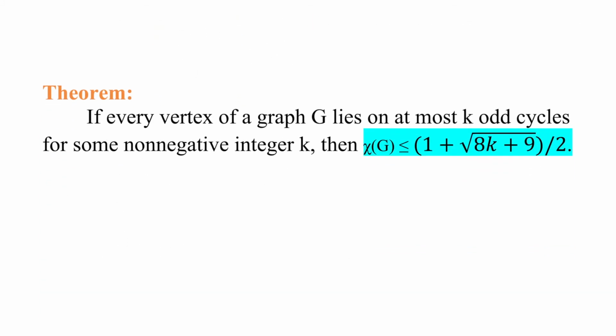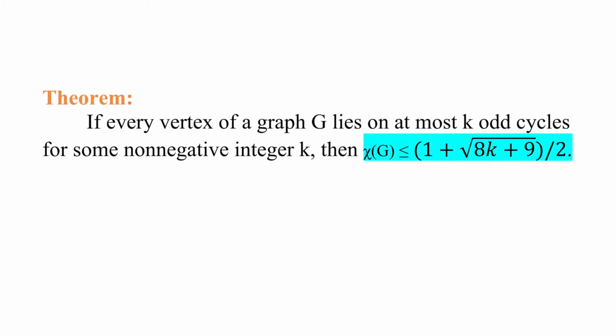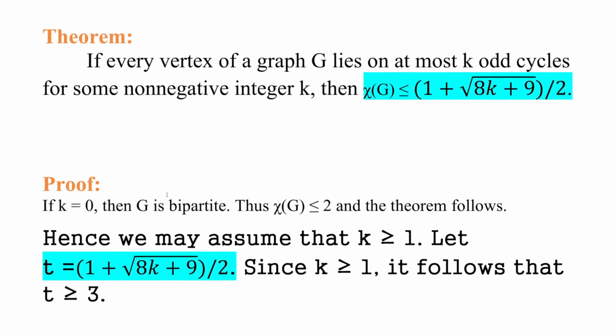Let us see a theorem. If every vertex of a graph G lies on at most k odd cycles for some non-negative integer k, then chi of G is less than or equal to (1 plus the square root of 8k plus 9) divided by 2.